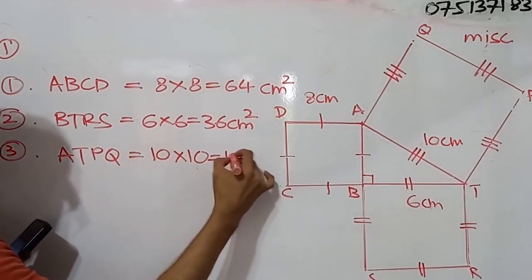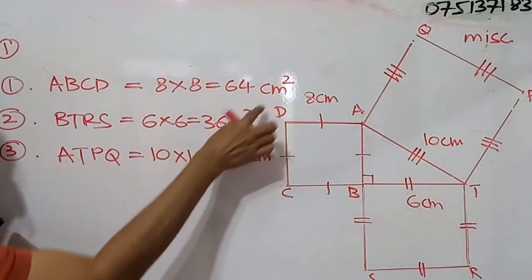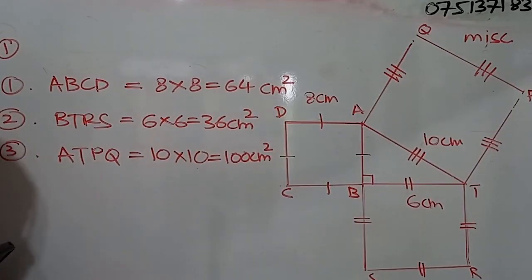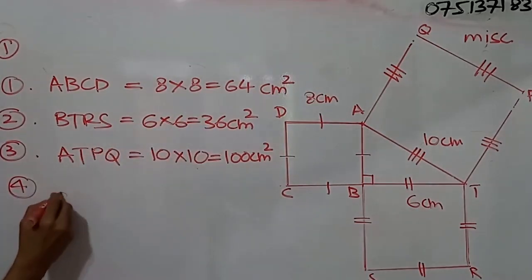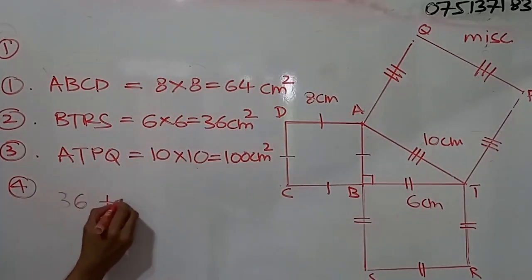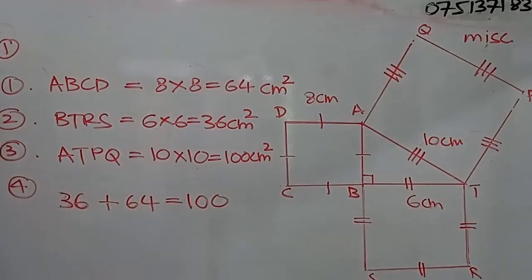So we get 100 square centimeters. Always don't forget to use the correct unit. Part 4. Find a special relationship between the areas of the three squares. Take 36 and add it to 64. What will we get? 100. So that is a relationship.